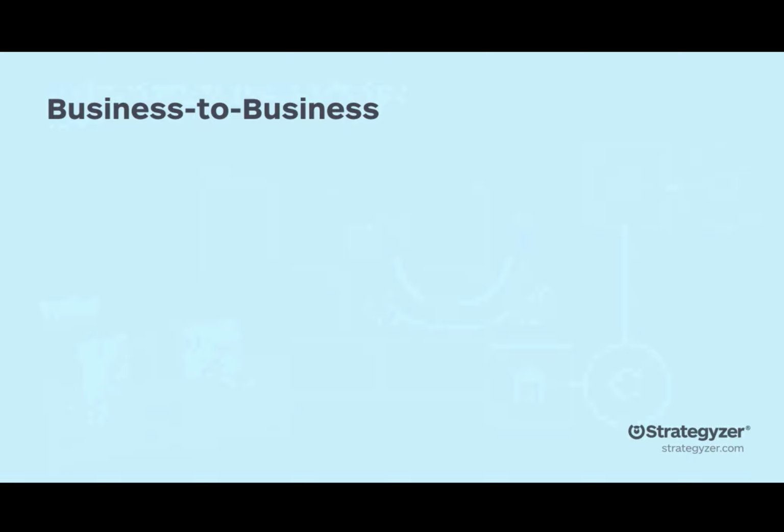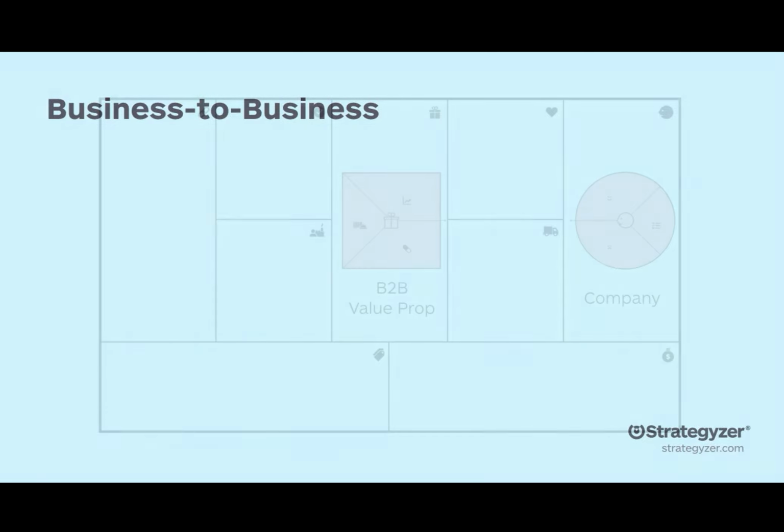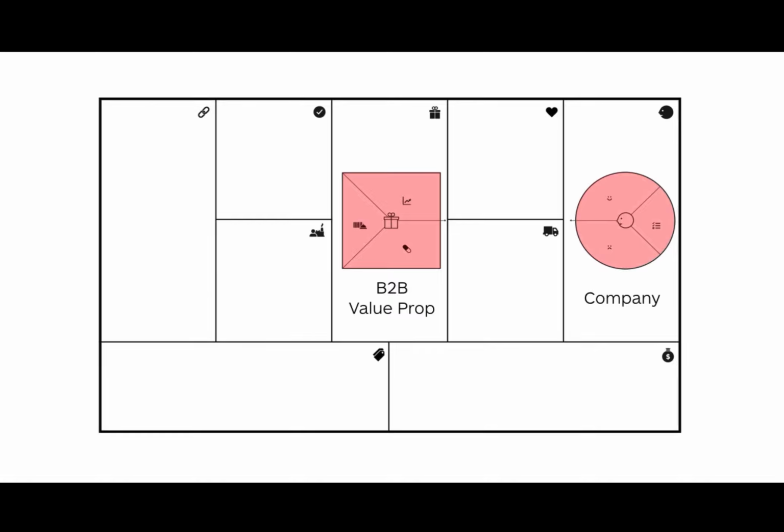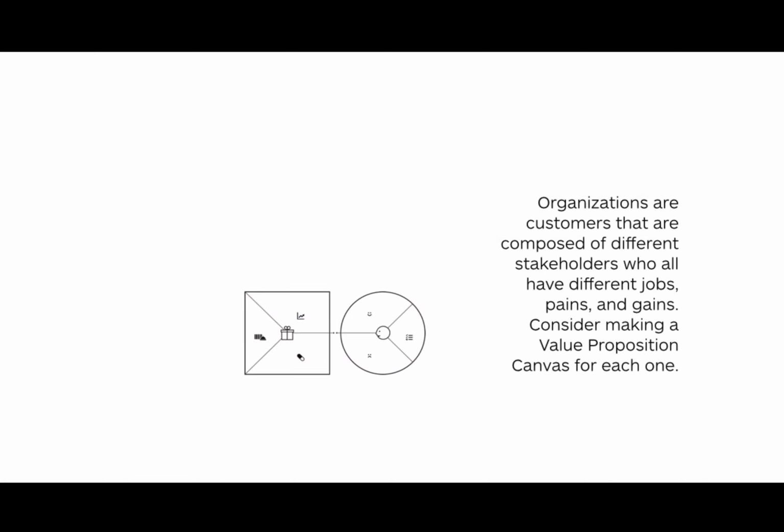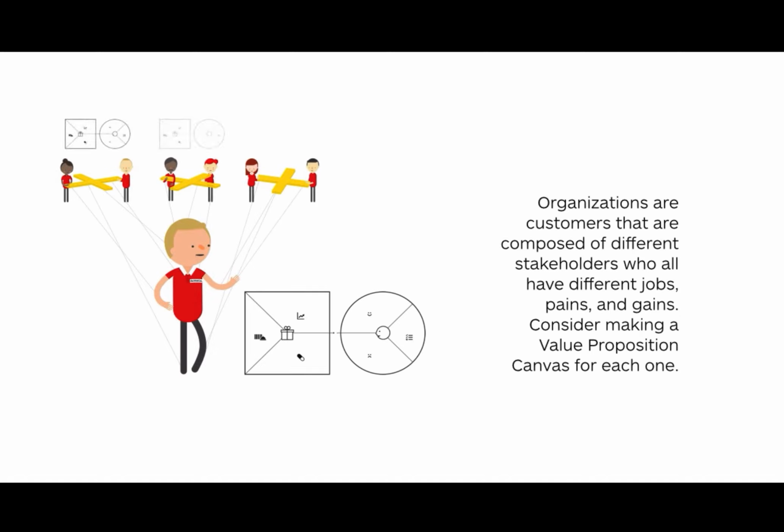A third example of multiple fit happens when you're a business selling to other businesses. When you have a value proposition to a company, you're probably not just selling to a company. You're actually selling to that organization, but more concretely, you're selling to different stakeholders within that organization. So that organization can be decomposed into different stakeholders for whom you'll have different value propositions.